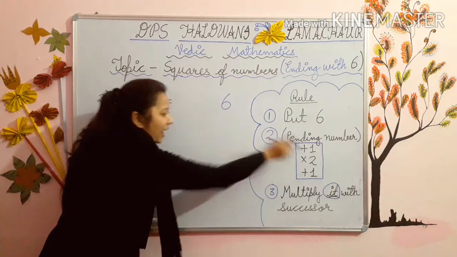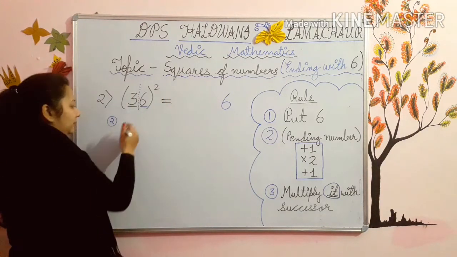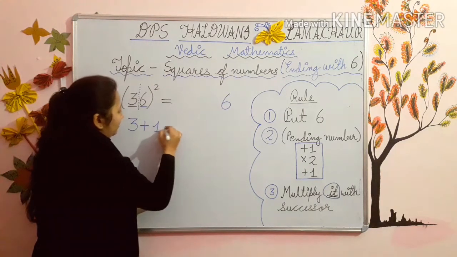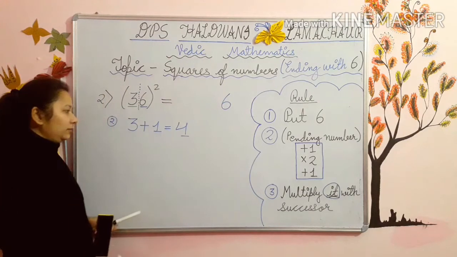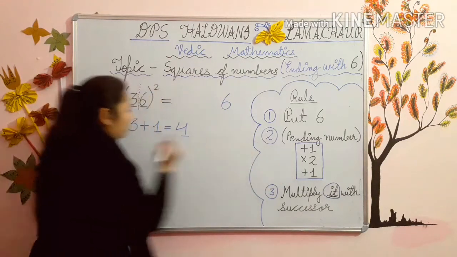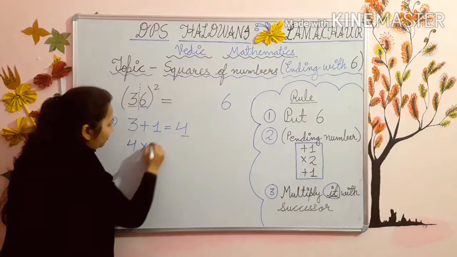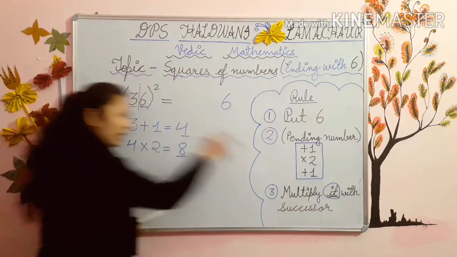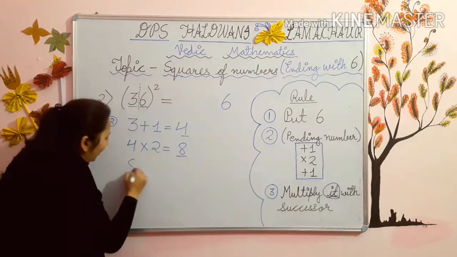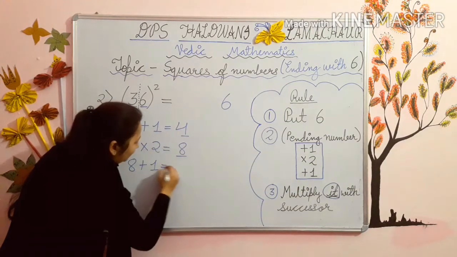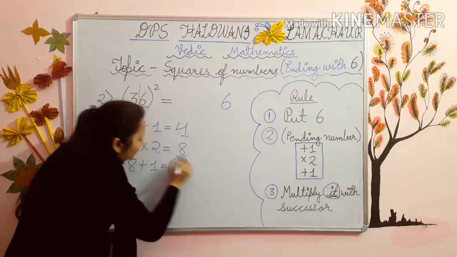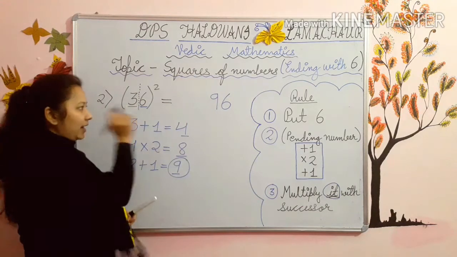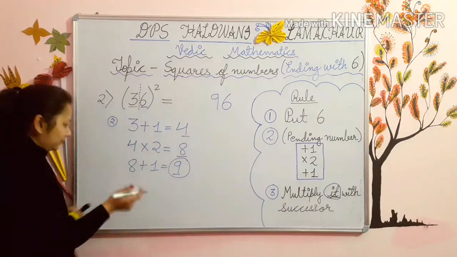First of all, add 1 in your pending number. Your pending number is 3, so add 1, which is 4. Now next, multiply it with 2. 4 2s are 8. Then the last, you have to add 1. Add 1 in 8, and it is 9. Now this is the last one, so you have to put it here. It's 9, 6.